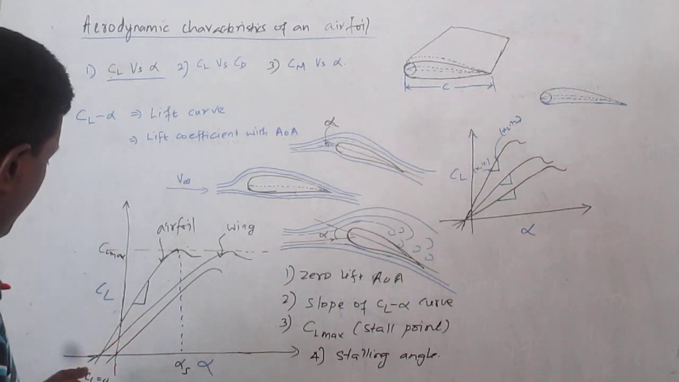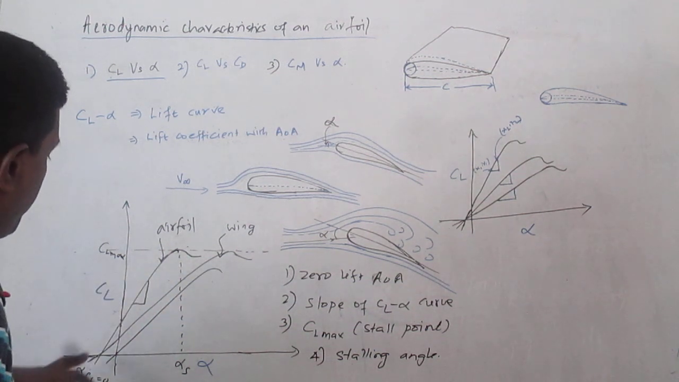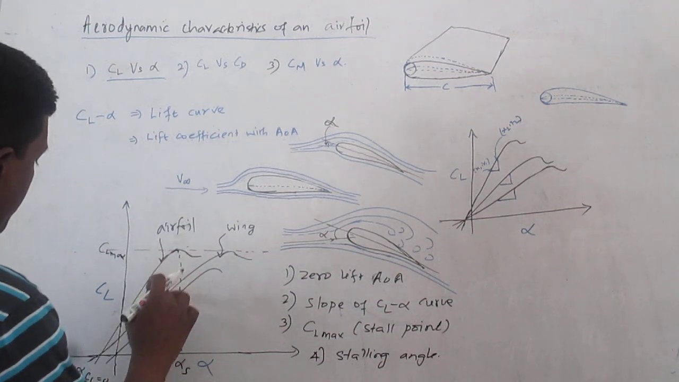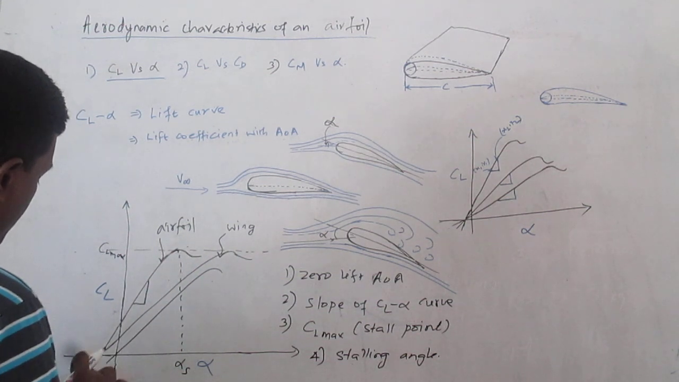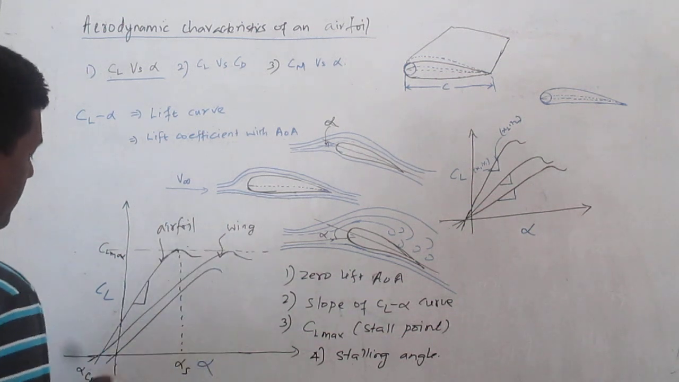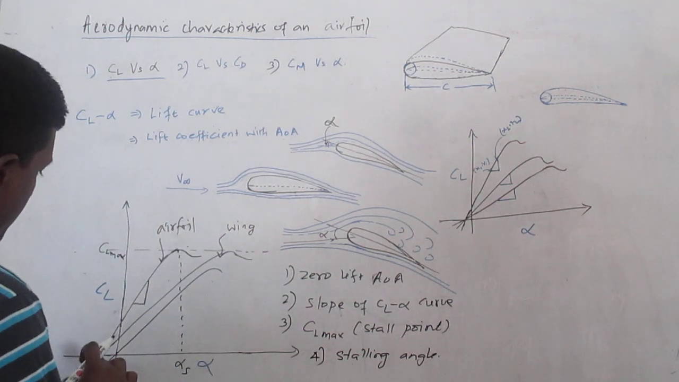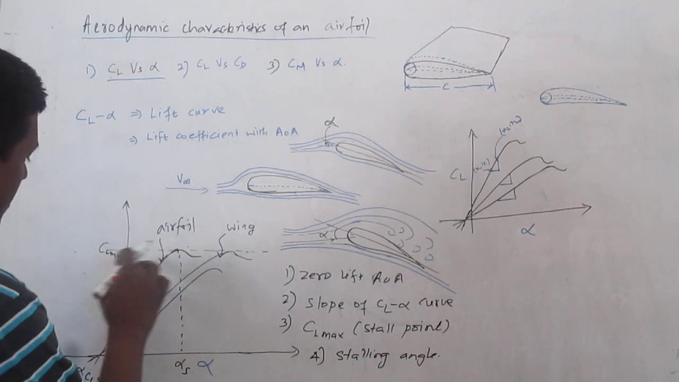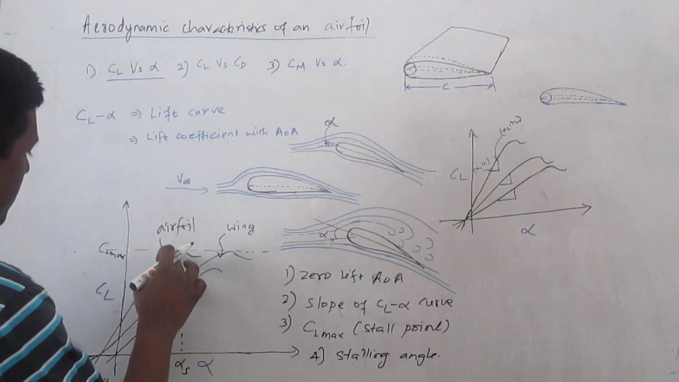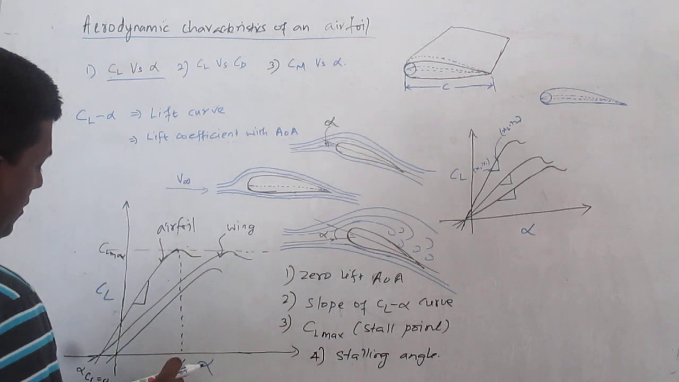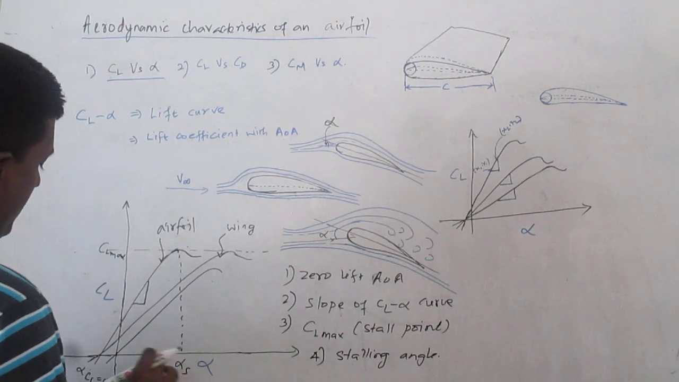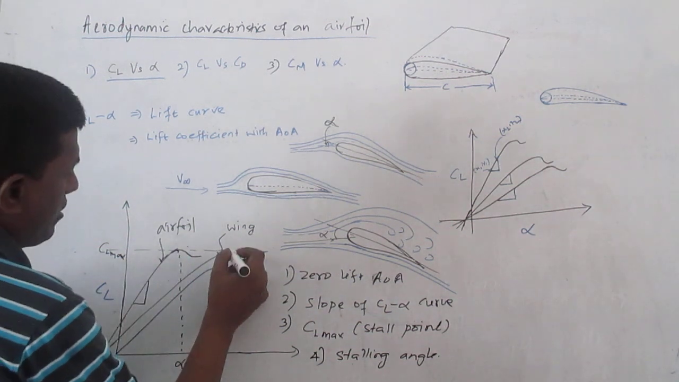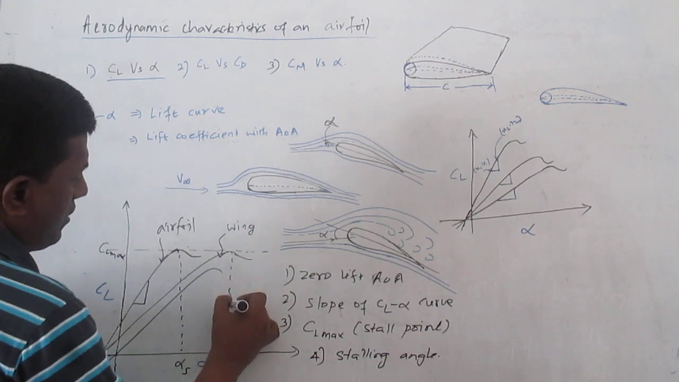So this is a condition. Moreover, we will take the zero lift angle of attack as the same, meaning the zero lift angle of attack is the same for aerofoil and wing. And another point is that the aerofoil has its CL max at a given angle of attack, the stalling angle. So this is CL max, and this CL max, both of them will be the same.